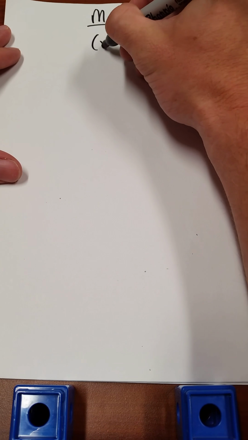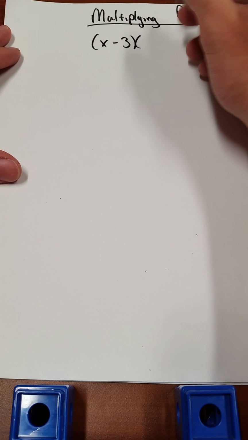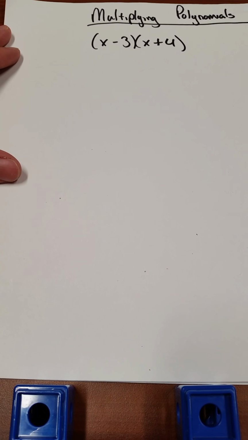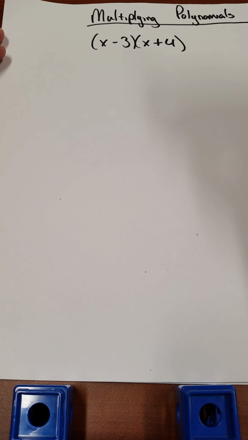Okay, multiplying polynomials. I know that a lot of you have done this before, so I'm not going to spend a whole lot of time here, but I want to show you a couple of different things. Starting off with an easy problem. There's two different methods. There's FOIL and there is the box method.